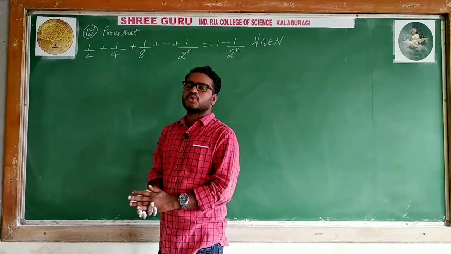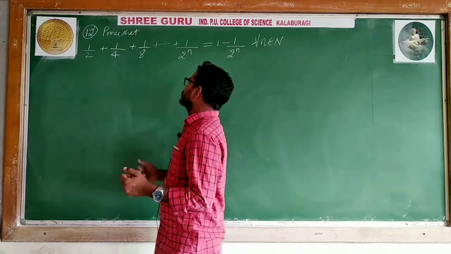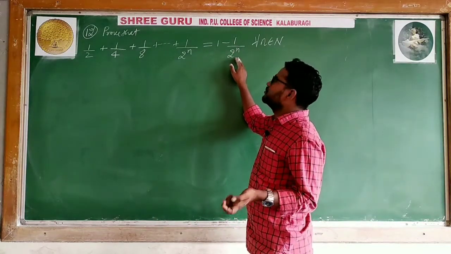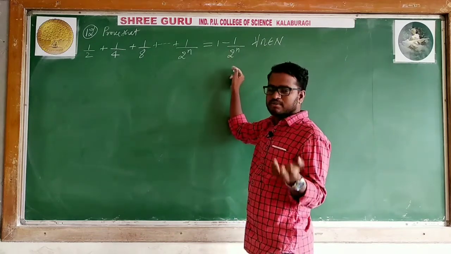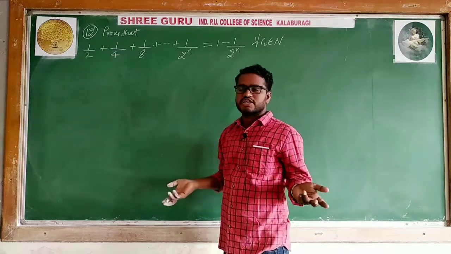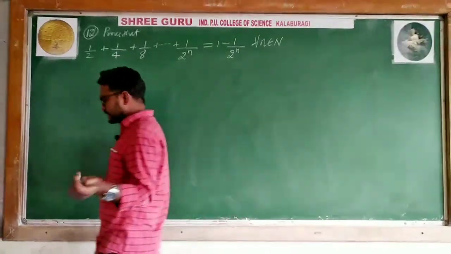In the case of n is equal to 1, what will you get? 1 by 2. Here with n equal to 1, we get 1 minus 1 by 2 to the power 1, which means 1 minus half, that is again half. So 1 by 2 equals 1 by 2, LHS is equal to RHS. Yes, step 1 is clear.